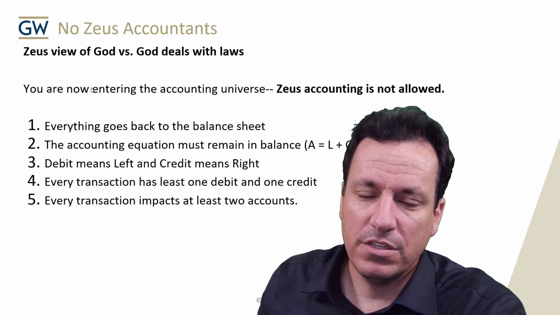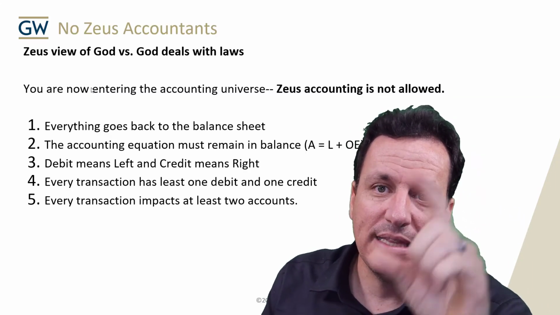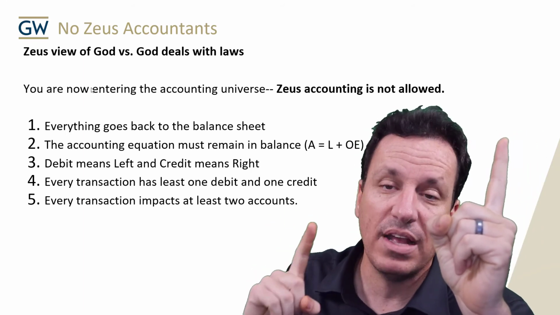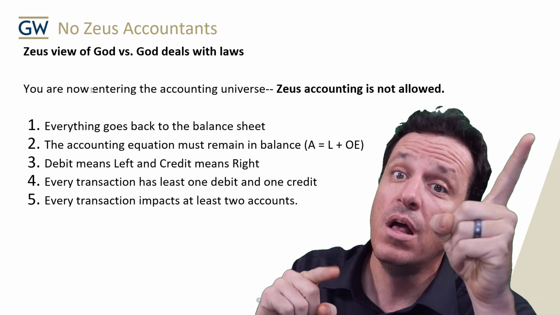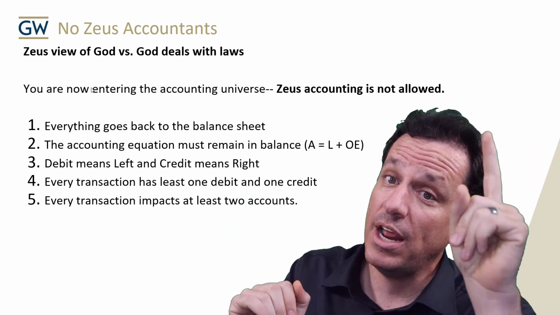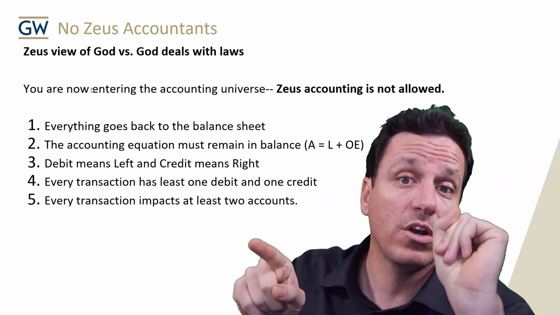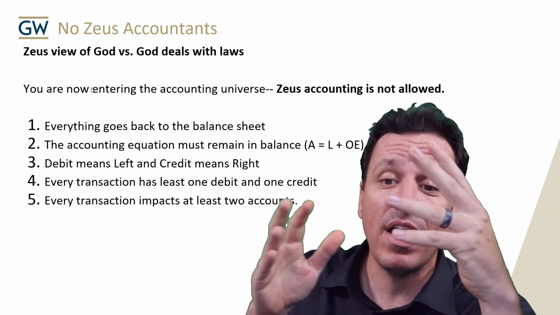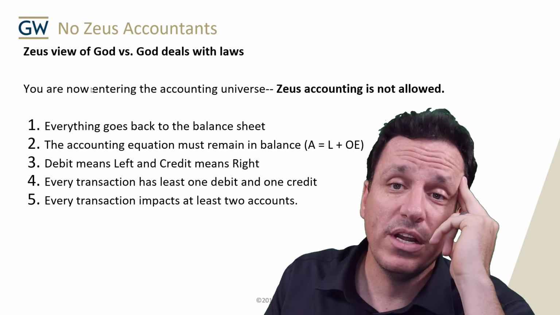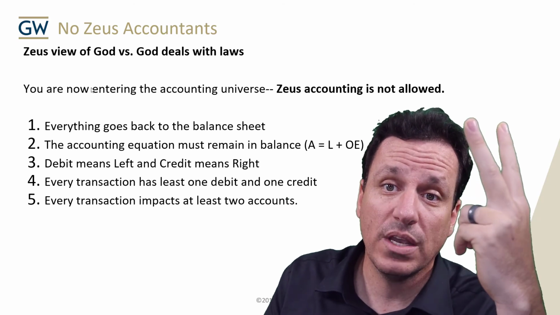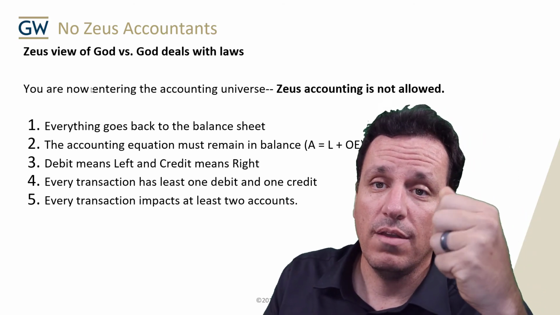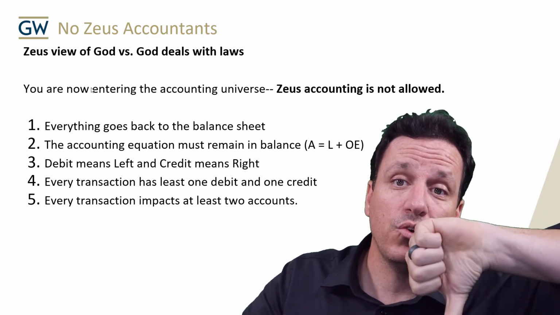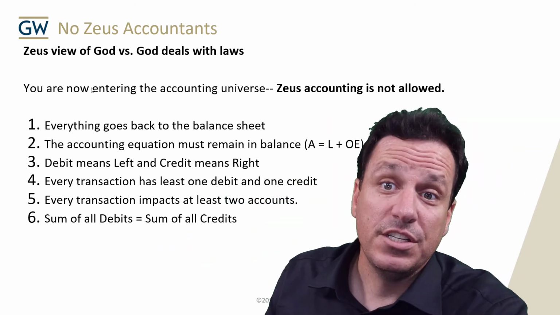There's other rules. Every transaction has at least one debit and one credit. You have to have at least one of both. Now you're not limited. You could have one debit and two credits. You could have one credit and two debits. You could have multiple debits and one credit. You just have to have at least one of each. Every transaction has to impact at least two accounts. All right. So in our inventory purchase example, if you're buying inventory with cash, your cash account would go down and your inventory account would go up.